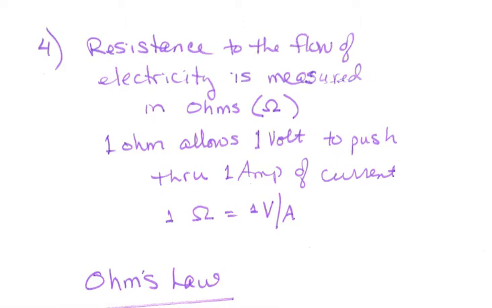Resistance is measured in ohms, and we use the Greek letter omega to represent an ohm. I think that's the name of the Greek letter. But 1 ohm of resistance will allow 1 volt to push through 1 amp of current. So 1 ohm is kind of the gate guard that will allow 1 volt from the battery to push 1 amp of current. So 1 ohm equals 1 volt per amp.